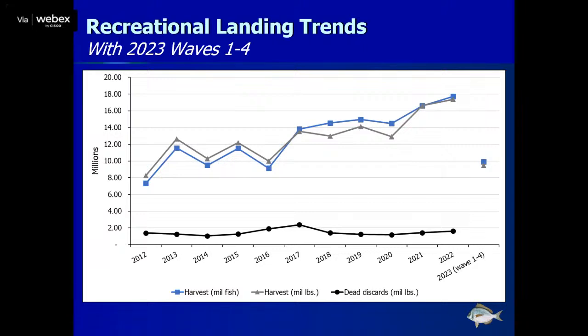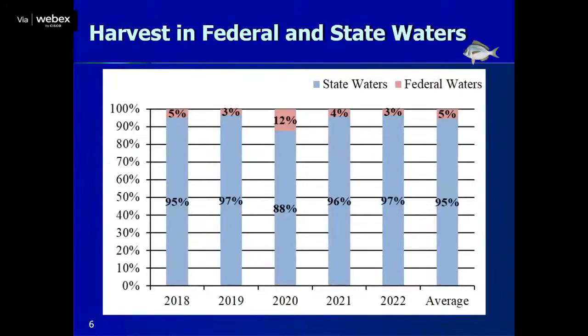And then looking at general trends of full year data, you'll notice that recreational harvest has generally increased over the past 10 years, but dead discards have remained relatively constant. For scup, we continue to see the bulk of harvest coming from state waters, with an average of about 95% of total coastwide harvest based on the most recent 5 years of information.